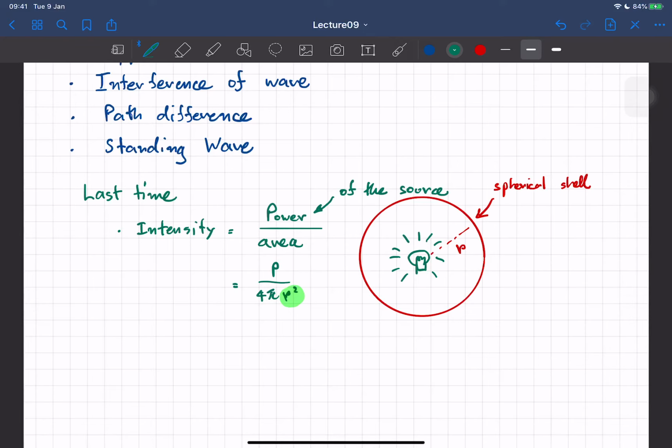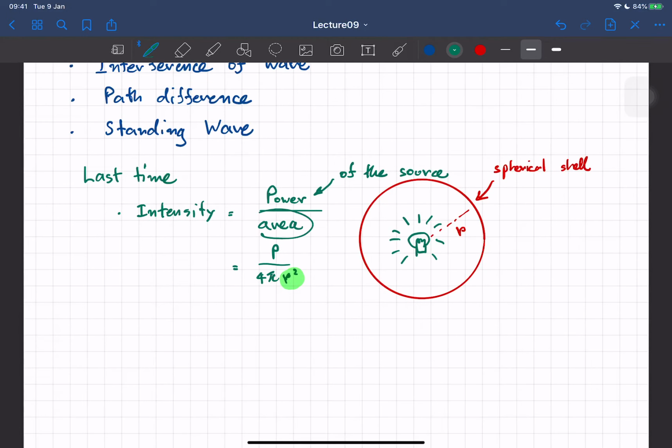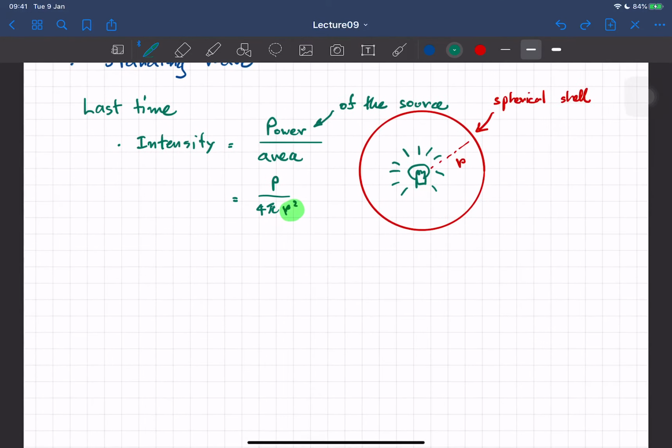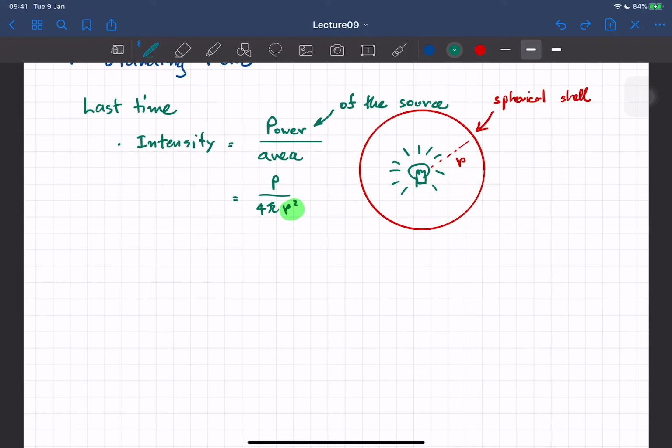And this is the reason, because the energy of the wave is kind of spread out through a larger area, so the intensity is lower, right? So you have larger area, so you divide by something more here, so the intensity is lower. And intensity of sound is related to what we call the loudness.